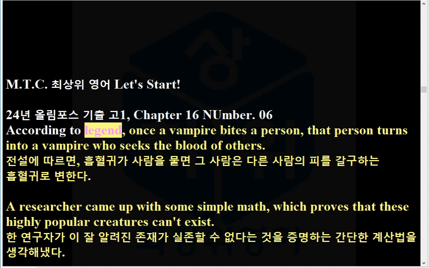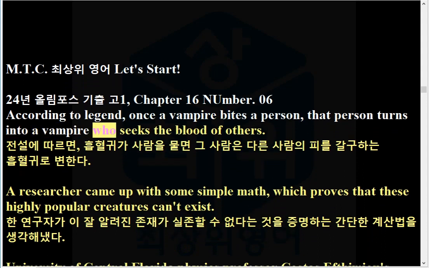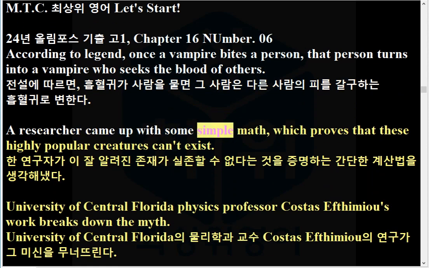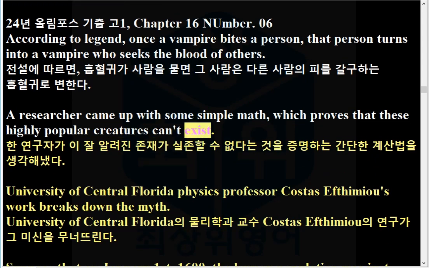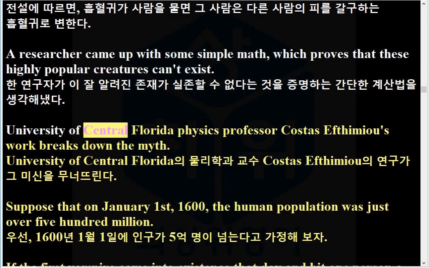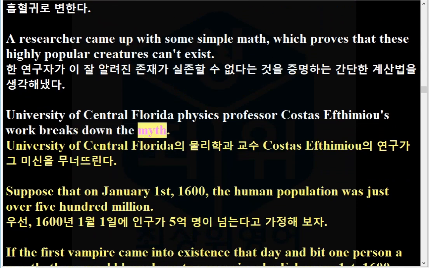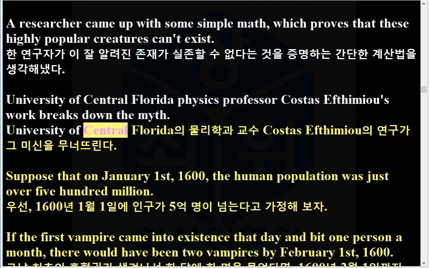According to legend, once a vampire bites a person, that person turns into a vampire who seeks the blood of others. A researcher came up with some simple math, which proves that these highly popular creatures can't exist. University of Central Florida physics professor Kostas Efthimiou's work breaks down the myth.